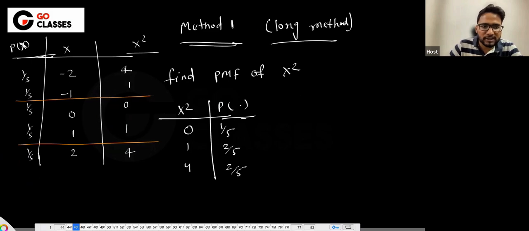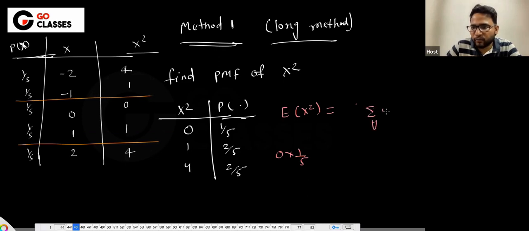Okay, so let's find the expectation of x square. What do you think? I'm not writing the formula, but anyway, you can just multiply: 0 into 1 by 5. I'm not writing this y py, you will get confused about what this y is. So what can you do? If you have the table, you can just do 0 into 1 by 5 plus 1 into 2 by 5 plus 4 into 2 by 5.